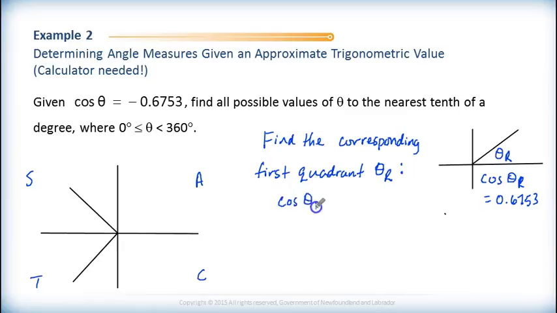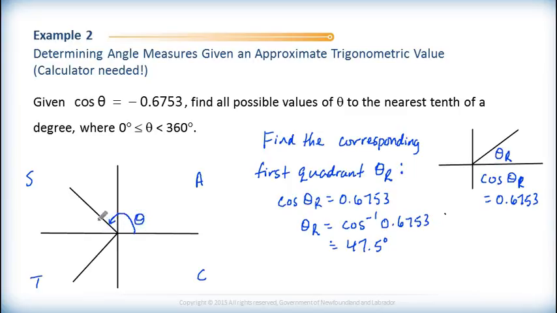So cosine theta sub r equals .6753. Use your calculator. Theta sub r is equal to inverse cosine of .6753. That works out to be approximately 47.5 degrees. Therefore, in quadrant number 2, we have a value of theta there with a reference of 47.5.